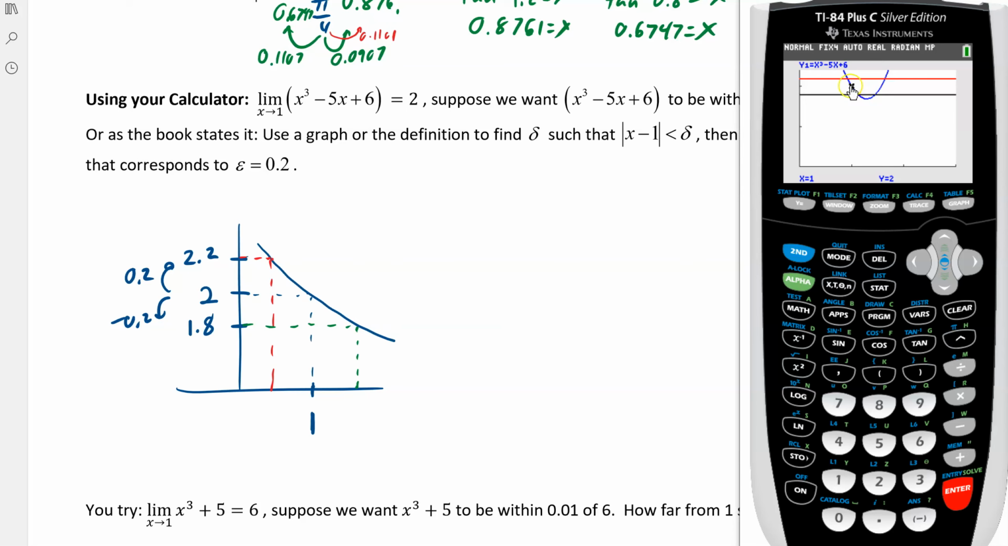Same with this black one. If you go way over here, you're going to have to go that far over here. And we need to be within this region, remember? So we have to use that one and that one, the two that are closest to it.